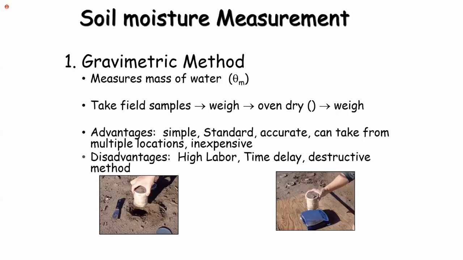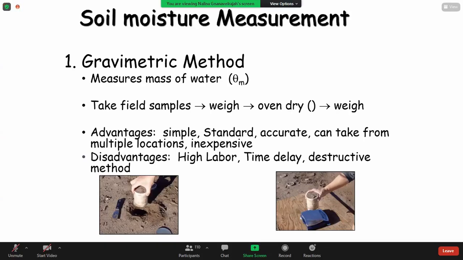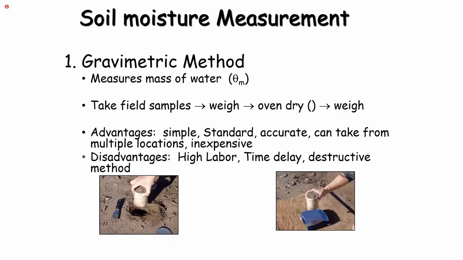So first, the gravimetric method. Gravimetric means weight. Okay, weight basis we measure and interpret. So this is the basic method actually, and this is the correct or accurate method. So it measures the mass of water. So how to measure that? You take samples from the field, then weigh the samples as it is.